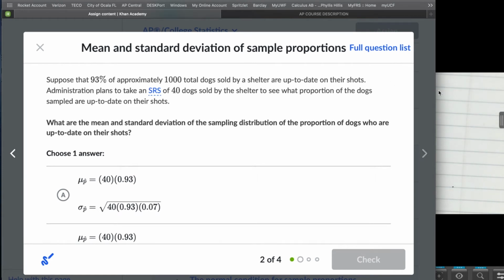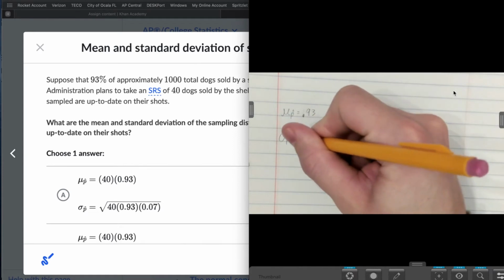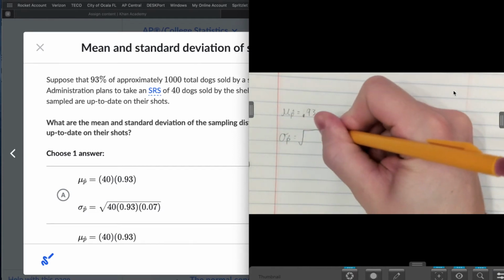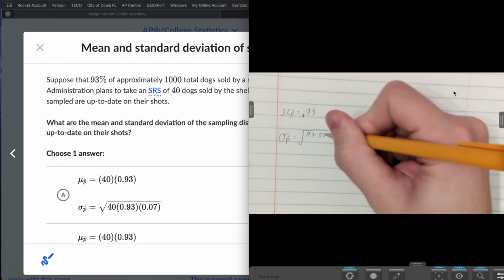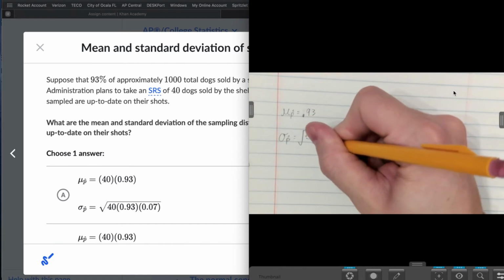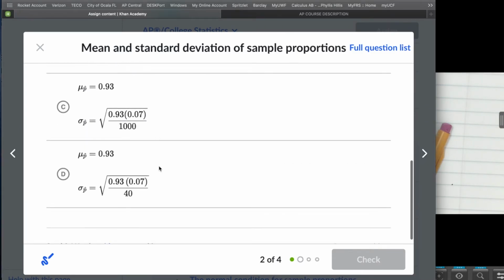Right? Now when we calculate the standard deviation, for all sample sizes of 40, we would expect them to vary about this much. Well, 0.93 times the opposite, which would be 0.07, all over 40. And let's choose that answer. There we go.